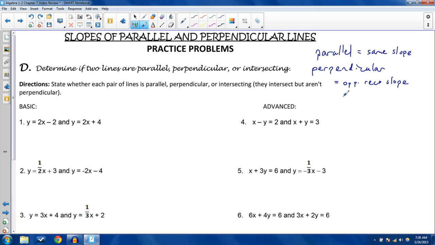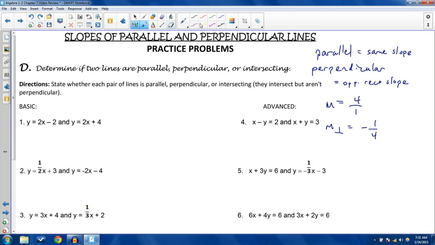Opposite reciprocal slope, for example, means if you have a slope that's like 4 over 1, your opposite reciprocal slope, that's a perpendicular symbol, that's negative 1 over 4. Opposite meaning you change the sign, reciprocal meaning you flip the numerator and denominator values. These will yield perpendicular lines.